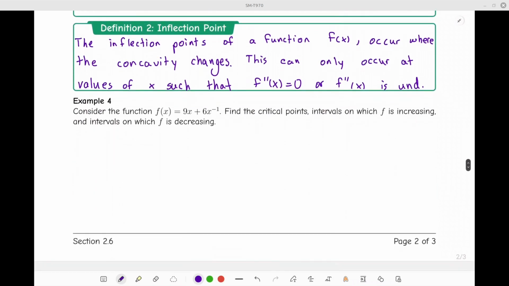So example 4, consider the function f of x equals 9x plus 6x to the negative 1. Find the critical points, intervals on which f is increasing, and intervals on which f is decreasing. So first, to find the critical points, that's to find the derivative first, which is 9 minus 6x to the negative 2. And then I need to figure out when does that equal 0.